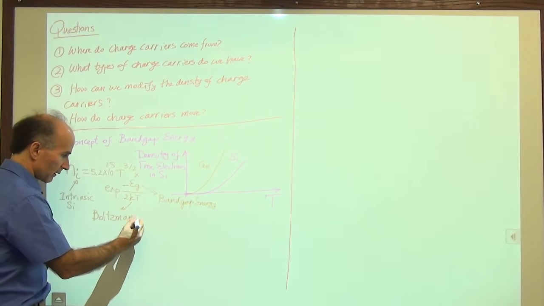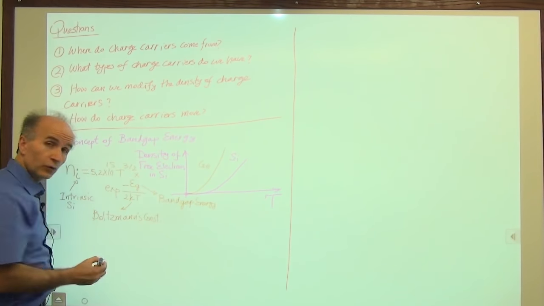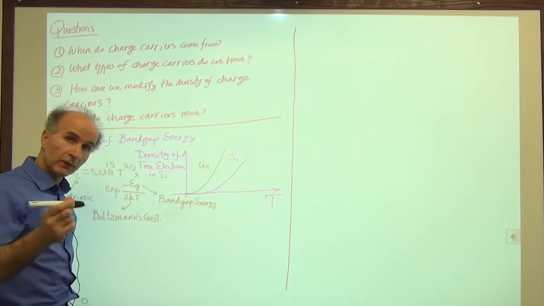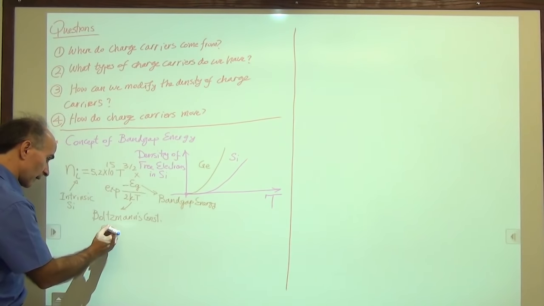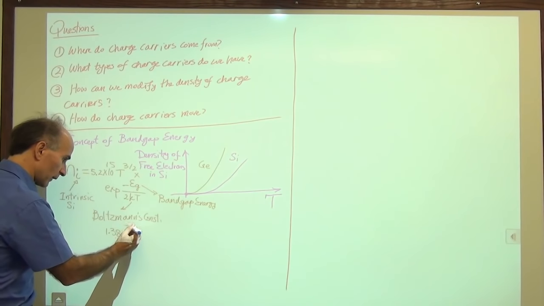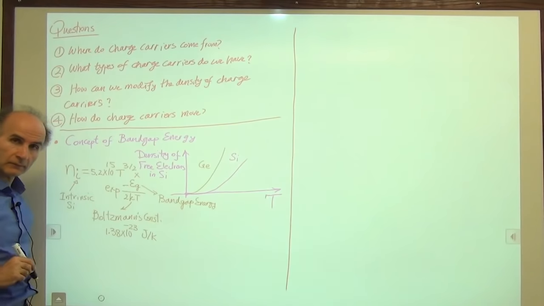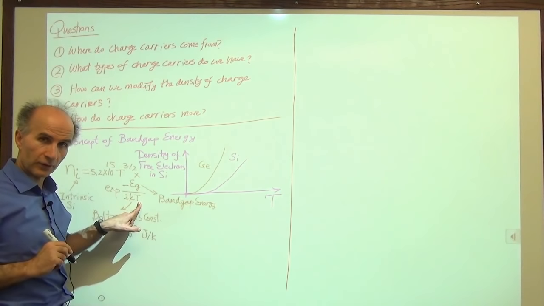Boltzmann's constant. And its value is good to memorize. You will encounter this many times in electronics. It's equal to 1.38 times 10 to the minus 23 joules over Kelvin, and T is absolute temperature.